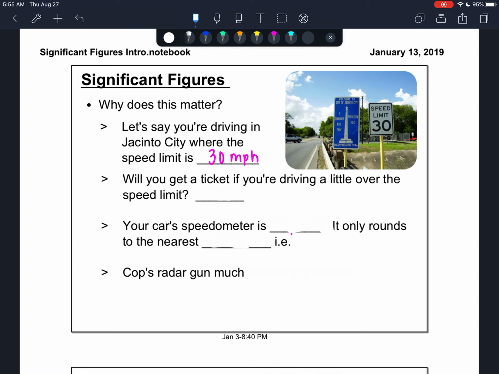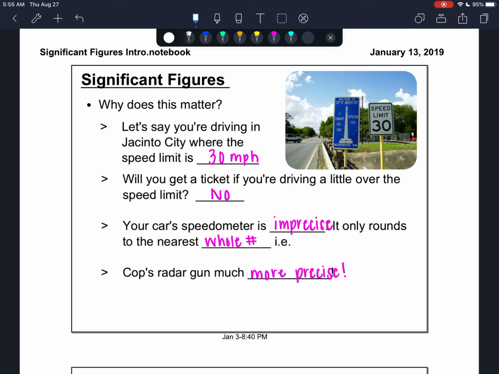Will you get a ticket if you're driving a little over the speed limit, like 31 miles an hour or even 35 miles per hour? Not likely. Your car's speedometer is pretty imprecise, meaning that it only rounds to the nearest whole number. So when you're reading your speed, you don't actually know exactly how fast you're going, whereas a cop's radar gun is much more precise. This is why one of the first questions a police officer might ask you when they pull you over is, how fast were you going?